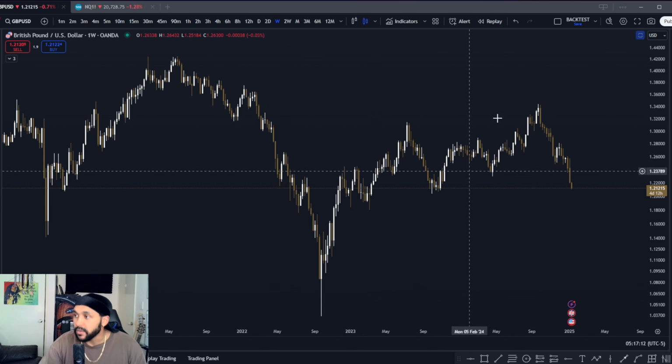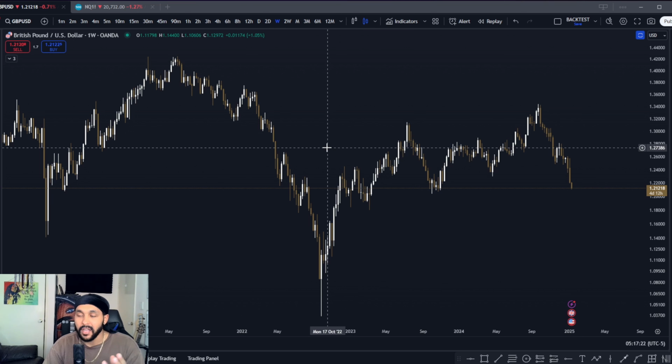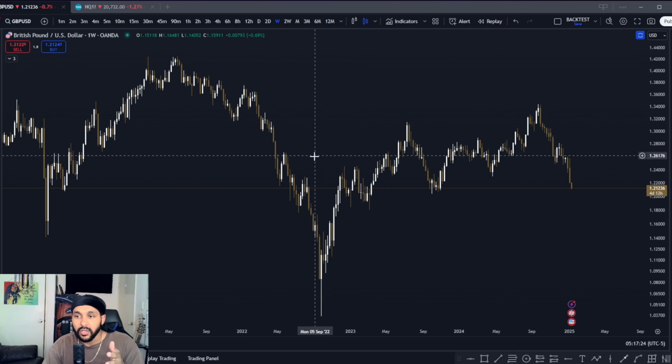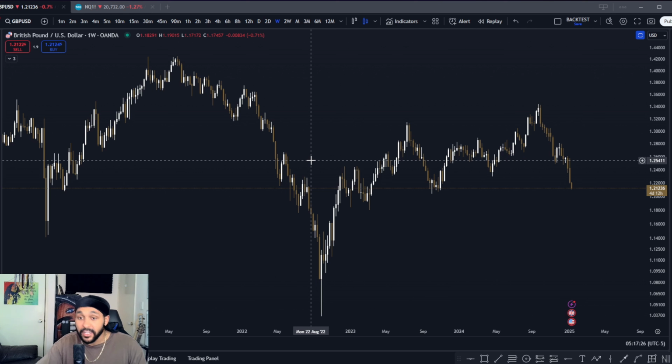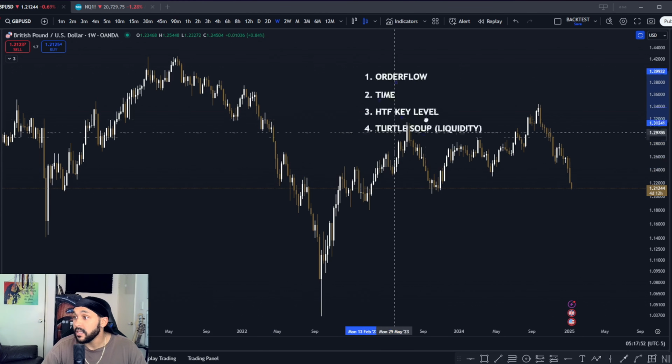Firstly, I'm doing it on GBPUSD, GU, instead of Euro, just because the higher time frame key level is a lot easier to see. So the concept itself looks a bit cleaner for education's sake, though EU did do the exact same thing. It did have a key level, but this key level on GU is a lot cleaner. So first things first, what are the components of a high probability setup? Order flow, time, high time frame key level, liquidity, aka turtle soup, right? Boom. These concepts right here.